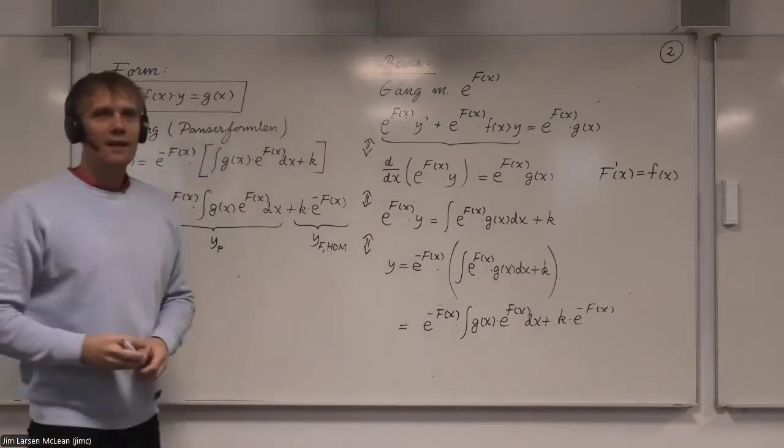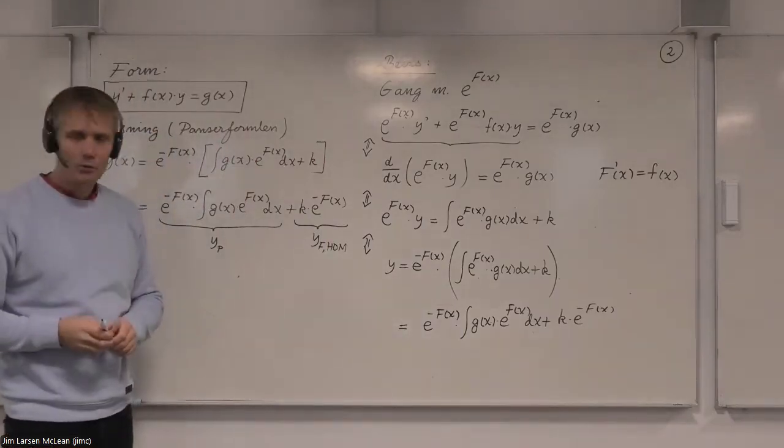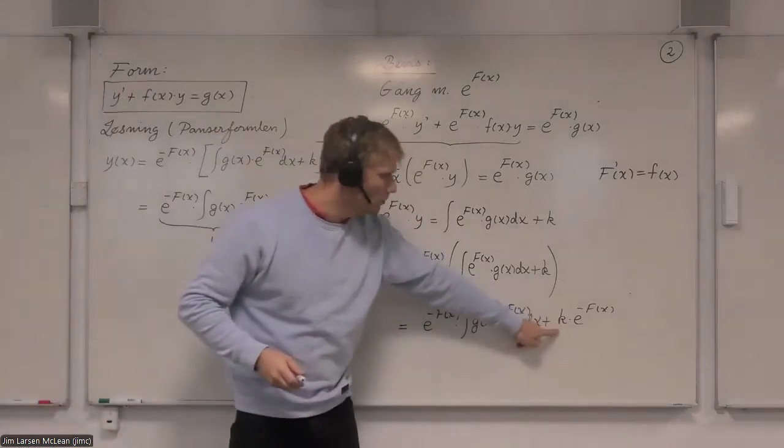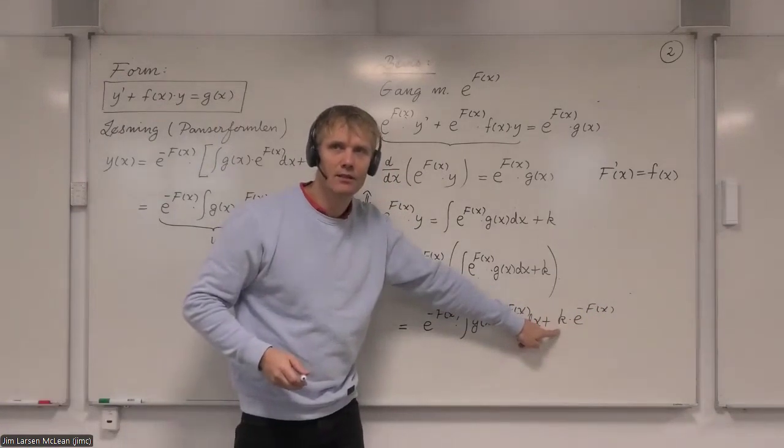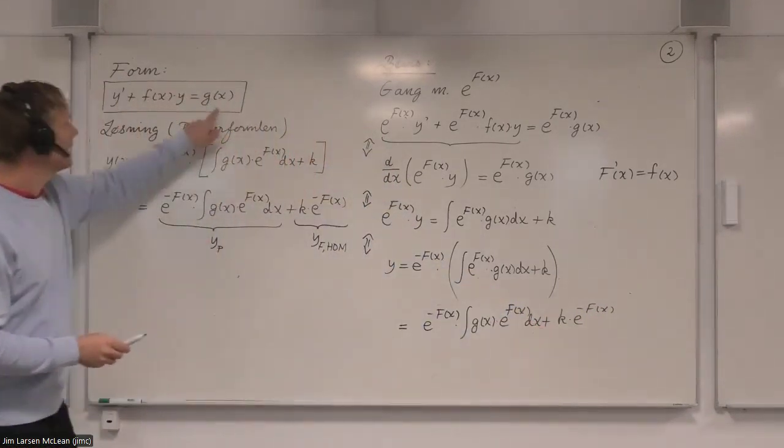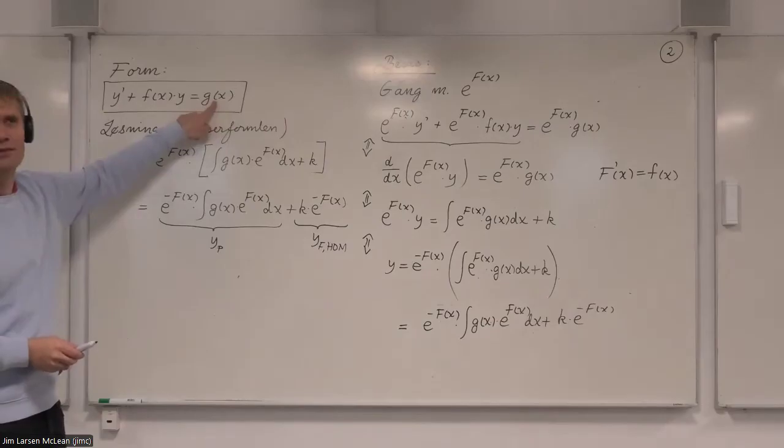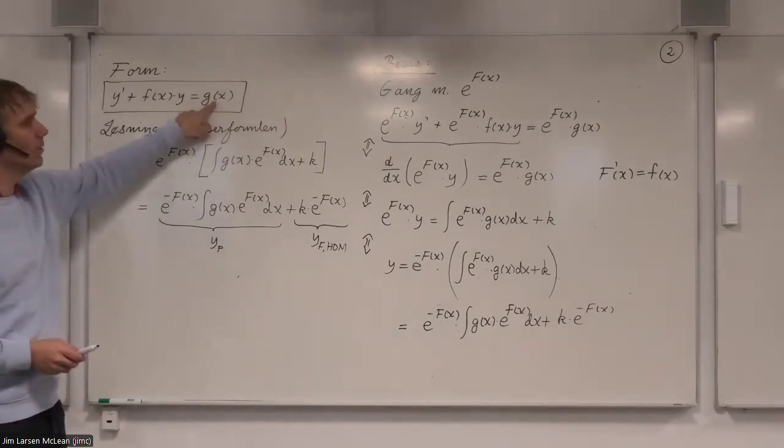And now see how easy it is to explain in an exam that this is what works with homogeneous equations. Because if it is homogeneous, what is g? That's what it means to be homogeneous: there's a zero over there.